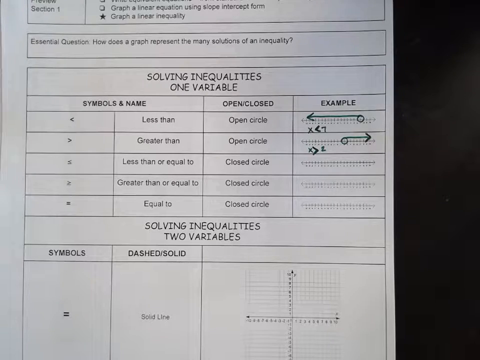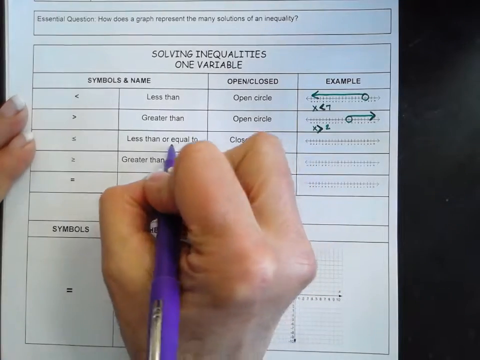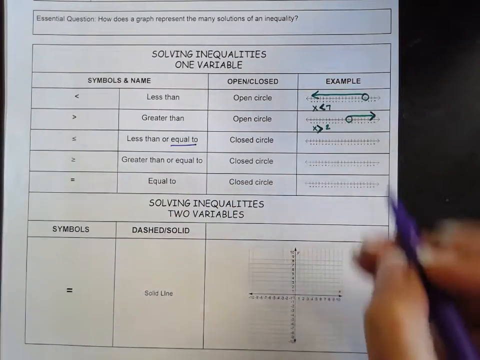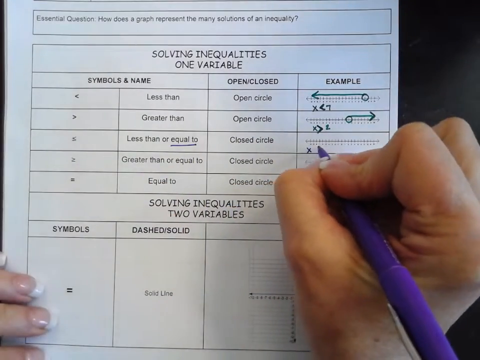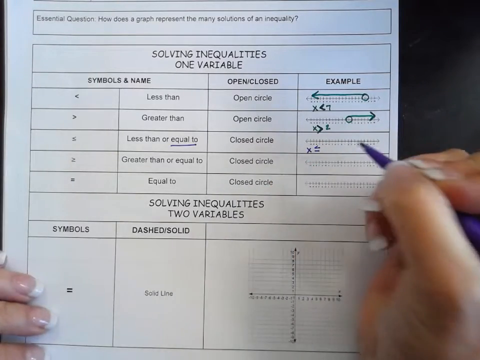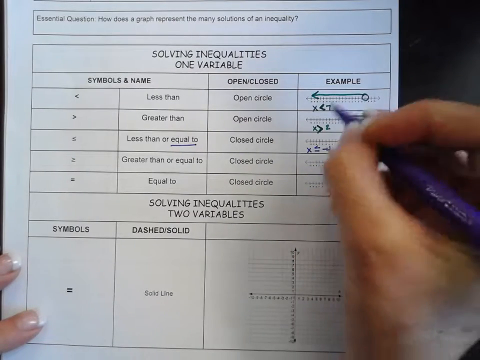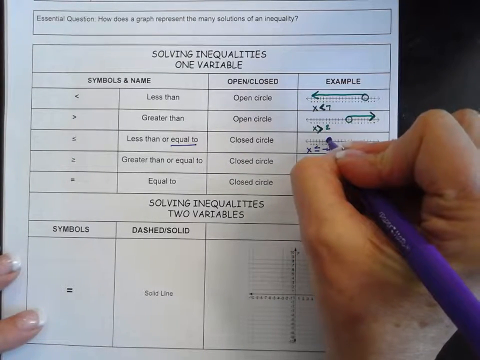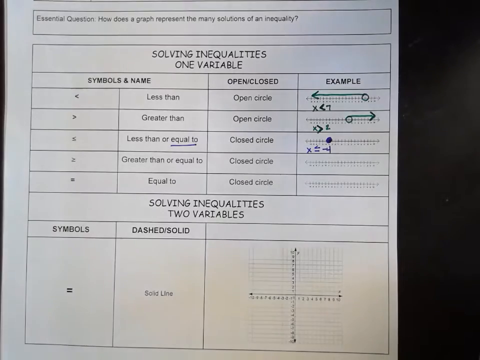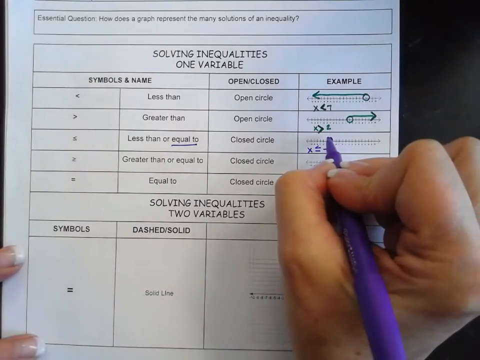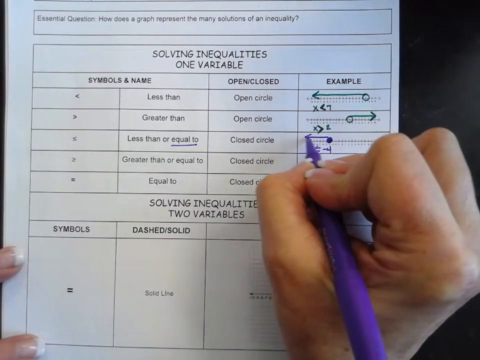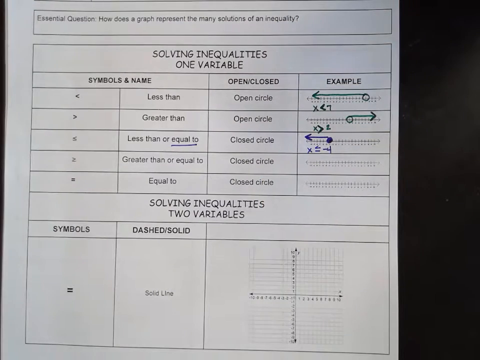All right, if it's less than or equal to, that means this time it includes the number. So if I have x is less than or equal to -4, since I'm including 4, I fill in the dot and head in the same direction as my sign. Are we good?